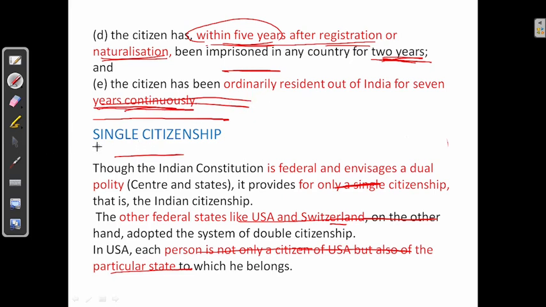Okay, next let us see the single citizenship. Though the Indian Constitution is federal and envisages a dual polity, it provides only a single citizenship. Other federal states like the US and Switzerland, on the other hand, adopted the system of double citizenship. In the US, each person is not only a citizen of the USA but also of the particular state. People have dual citizenship, that is, citizenship of the US and citizenship of the state in which he is living.